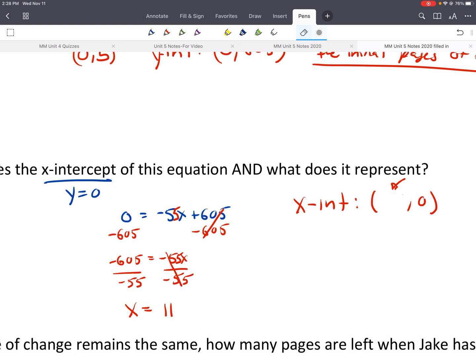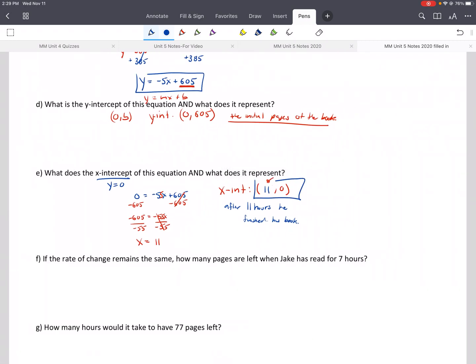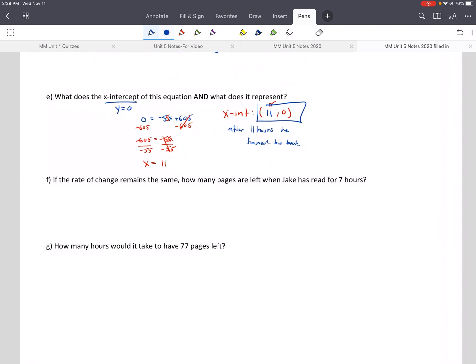So 11 hours. After 11 hours, he finished his book. All right, so we found our x-intercept, we found our y-intercept, and now we want to answer these two questions.